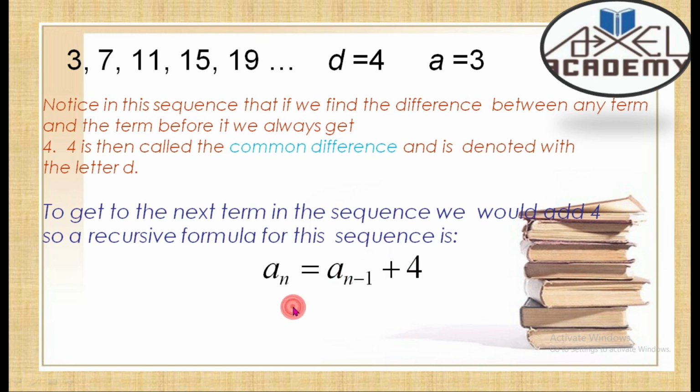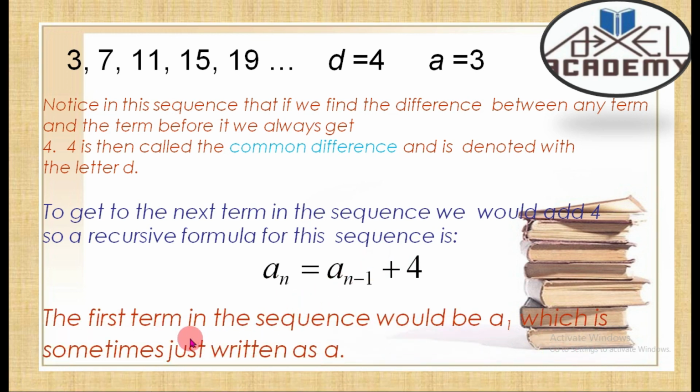Is that clear? Yeah. So the first term in the sequence would be a1, which is sometimes just written as a. If you substitute n equals 1, we get a1 equals a0 plus 4. So a1 is called the first term of an AP, and a1 we can also call a.